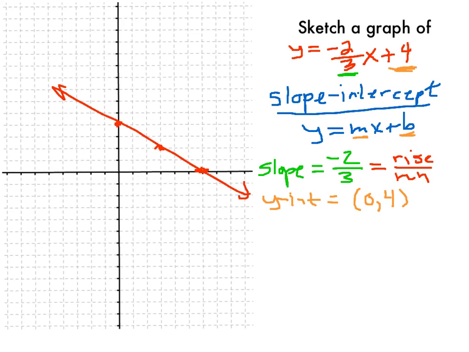This was a lot quicker than plugging in values for x and solving for y, because we were able to determine what the y-intercept was immediately, so one point on the line, and the slope tells us how we move on that line. So it was very easy to sketch a graph using our knowledge of slope-intercept form.